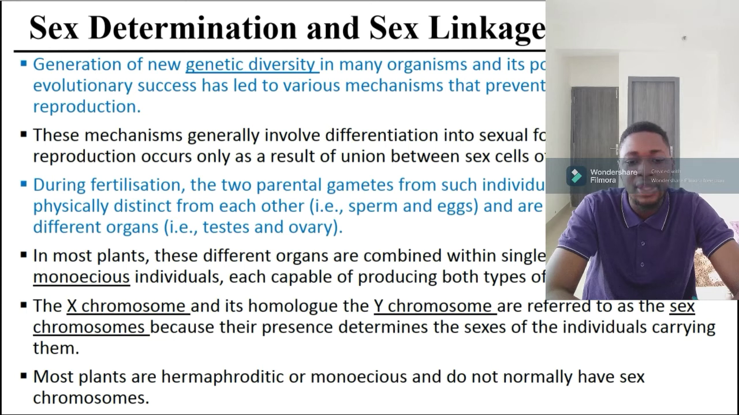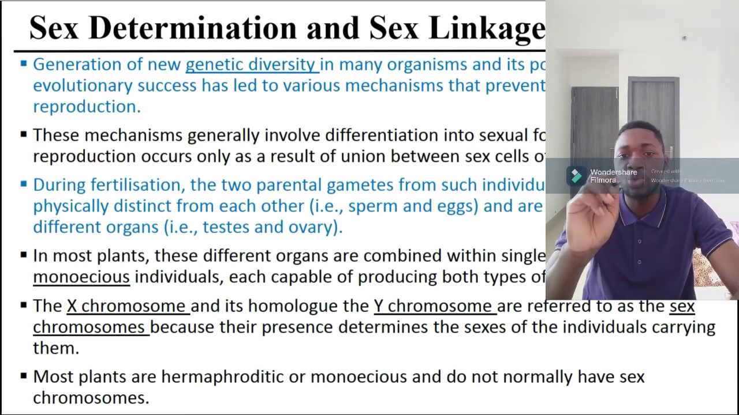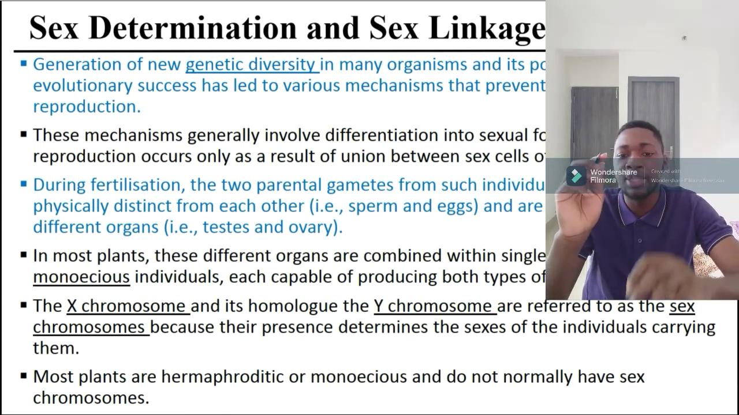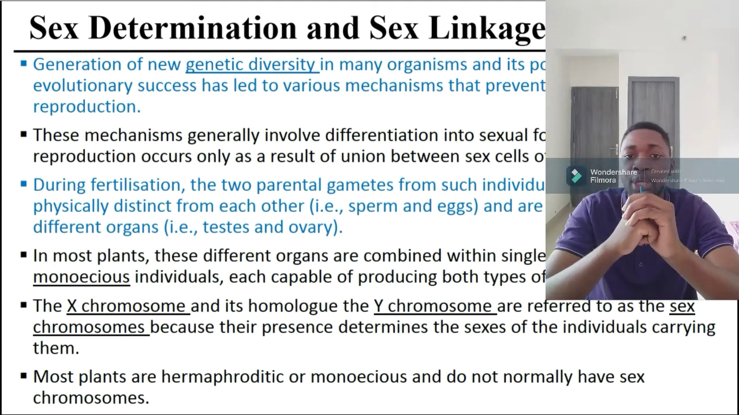During fertilization, the two parental gametes from such individuals which unite are physically distinct from each other, for instance, sperm and eggs, and are produced by different organs, testes and ovary. Here we are simply saying that in order for fertilization to take place, the sperms and the eggs should unite, and we are saying the sperms are produced from the testes and the eggs are produced from the ovary.